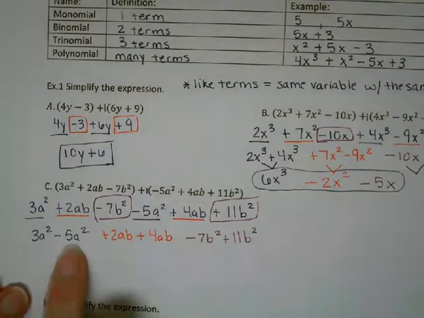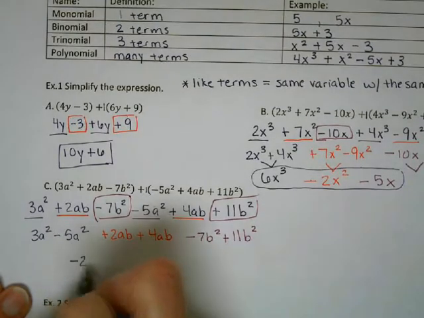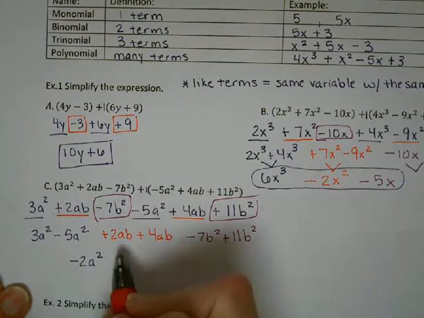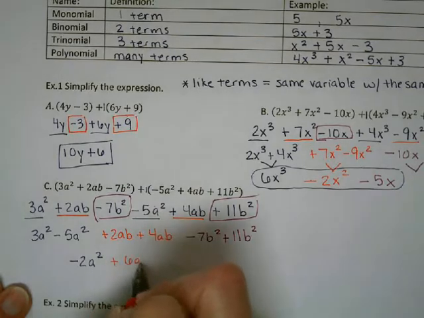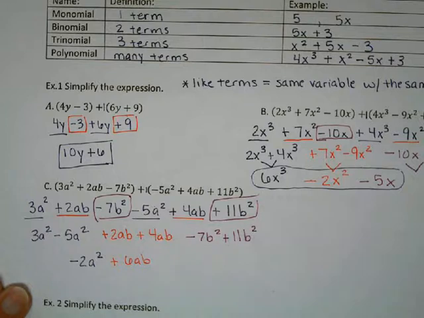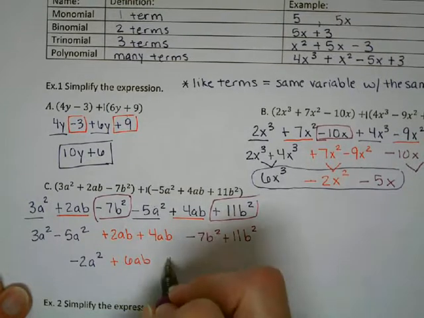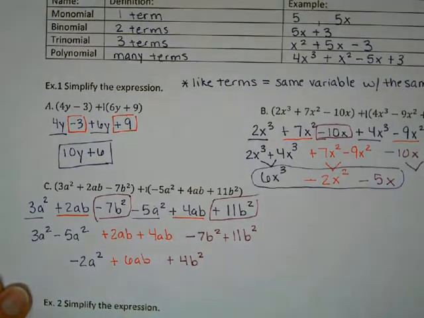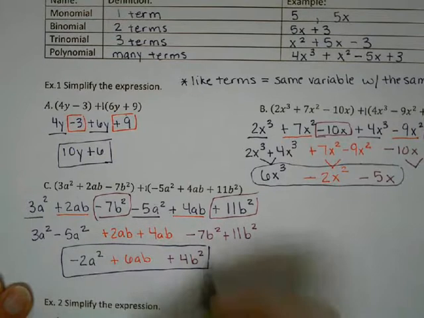So 3 minus 5 gives me negative 2a squared. Then these two combine, 2 plus 4 is going to give me 6ab. Again, you keep whatever letters are next to it. Negative 7 plus 11 gives me a positive 4b to the second. So again, all those things are different terms that cannot be combined together because they have different letters by them.